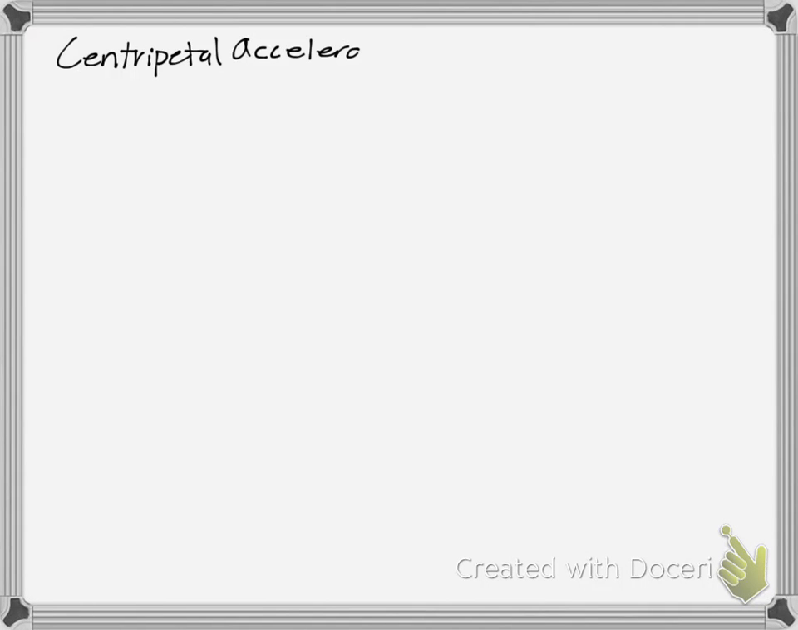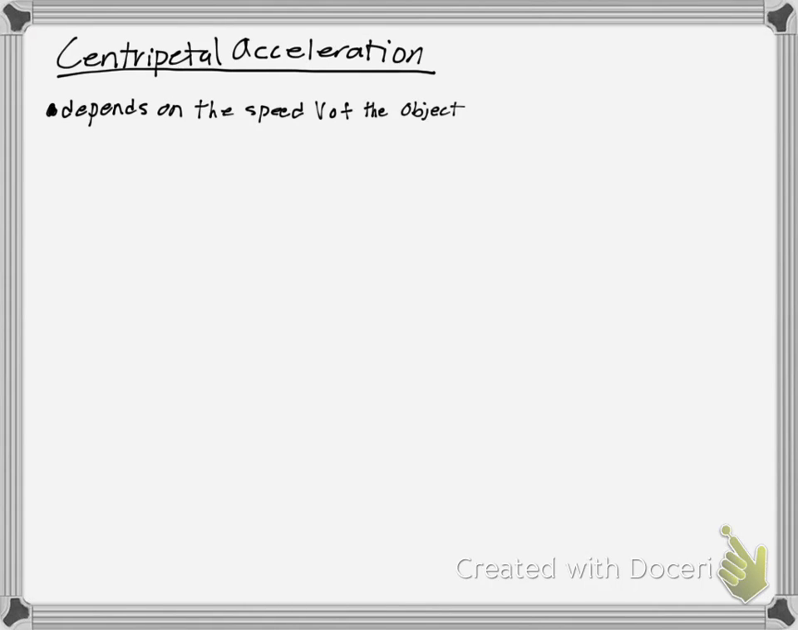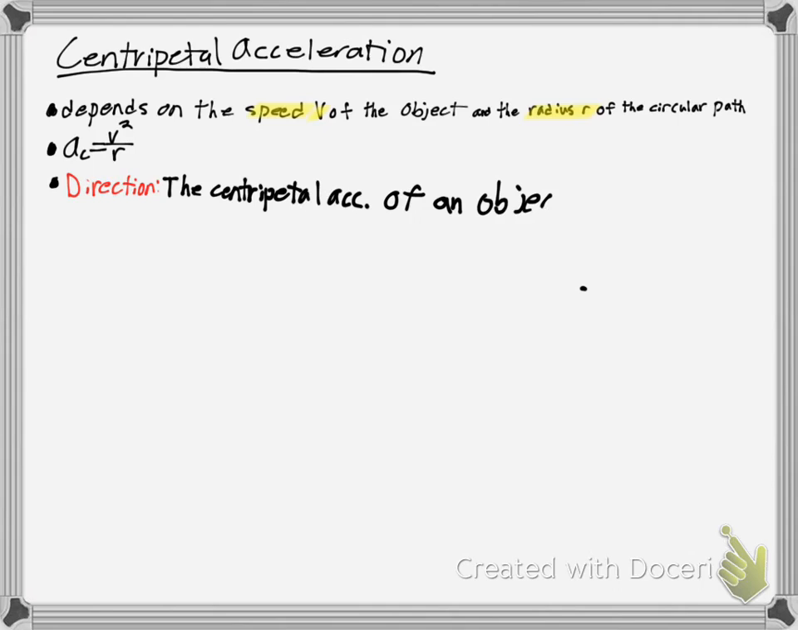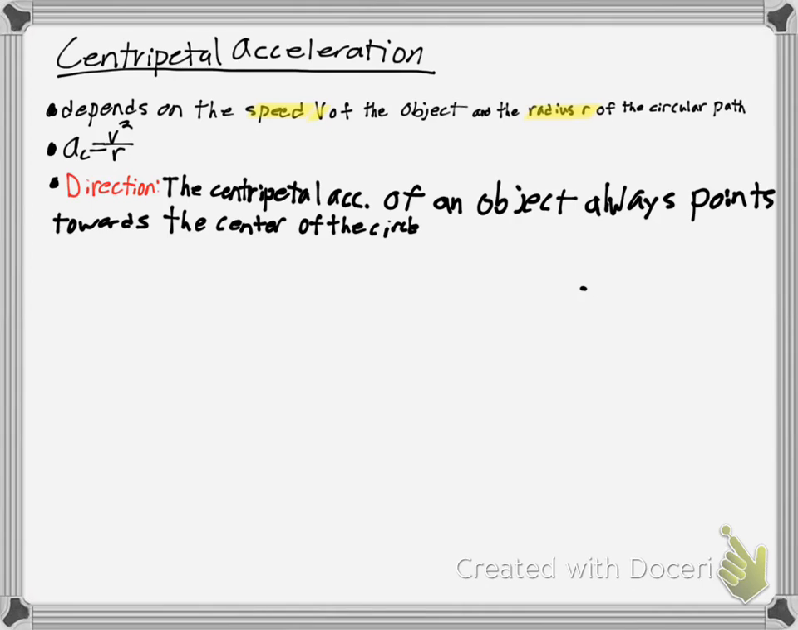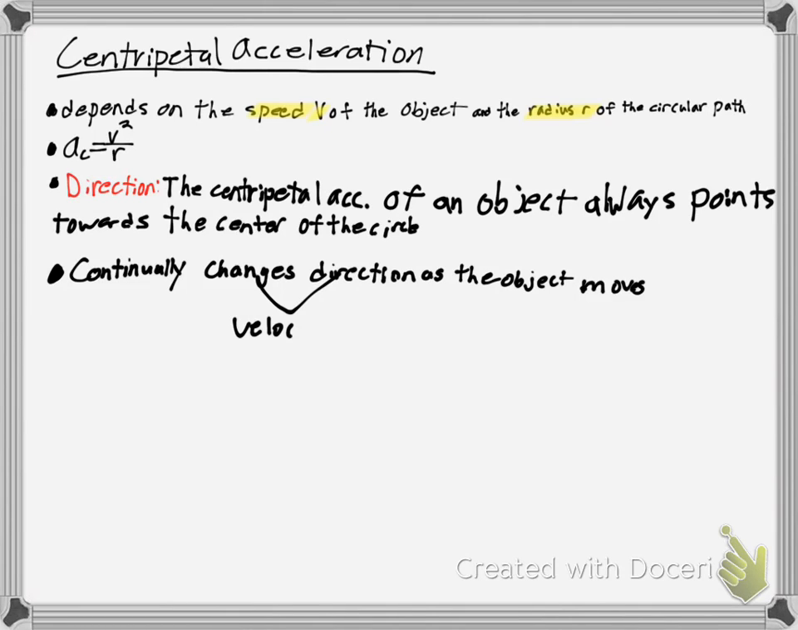So the second section in chapter 5, what we're dealing with is centripetal acceleration. Centripetal acceleration depends on the speed v of the object and the radius r of the circular path. That is illustrated in the equation: centripetal acceleration equals the velocity squared over the radius. In dealing with direction, the centripetal acceleration of an object always points towards the center of the circle because it's moving around the circle. It continually changes direction as the object moves, as the velocity vector changes.